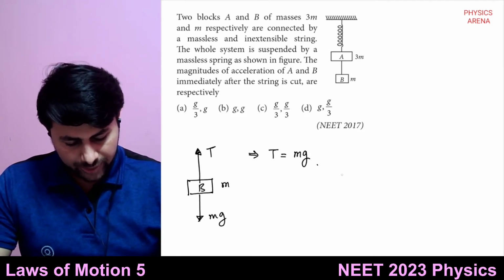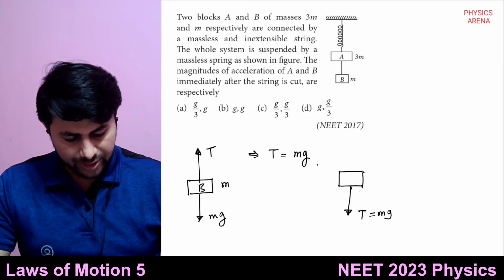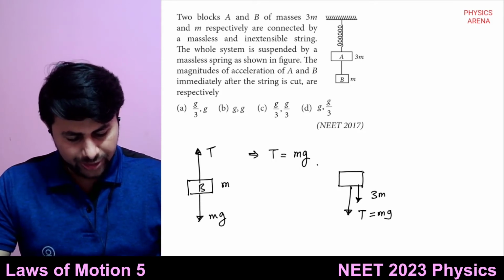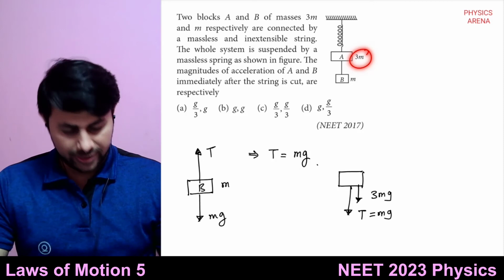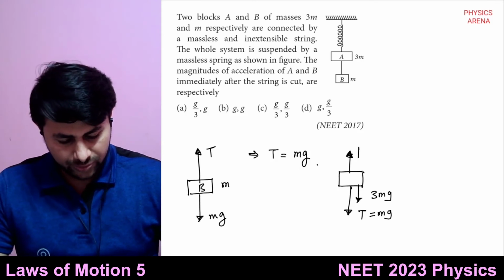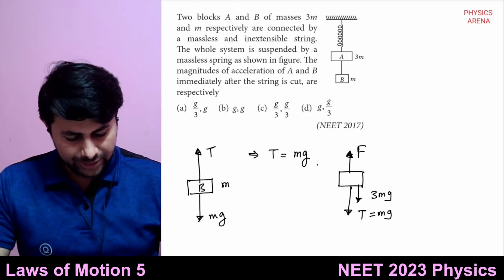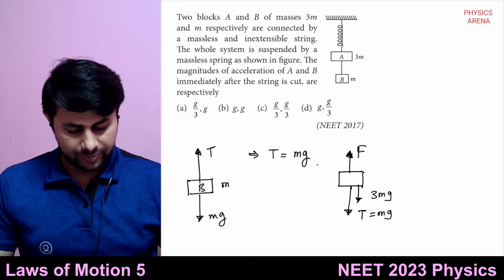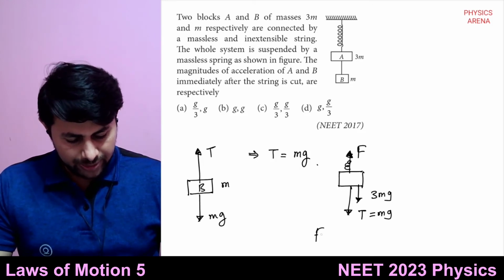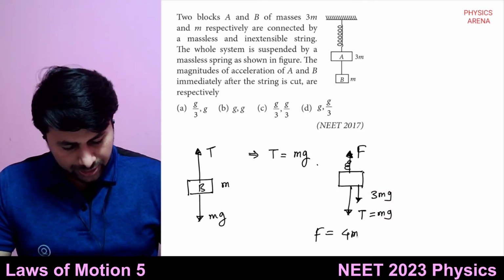And now let's draw a free body diagram of A. There is tension acting downwards, T, which is equal to mg, and the weight of this mass is acting downwards. Its mass is 3m, so weight is 3mg, and there is spring force acting upwards. So how much is the spring force if the system is in equilibrium? F is equal to 3mg plus mg, so it is equal to 4mg.